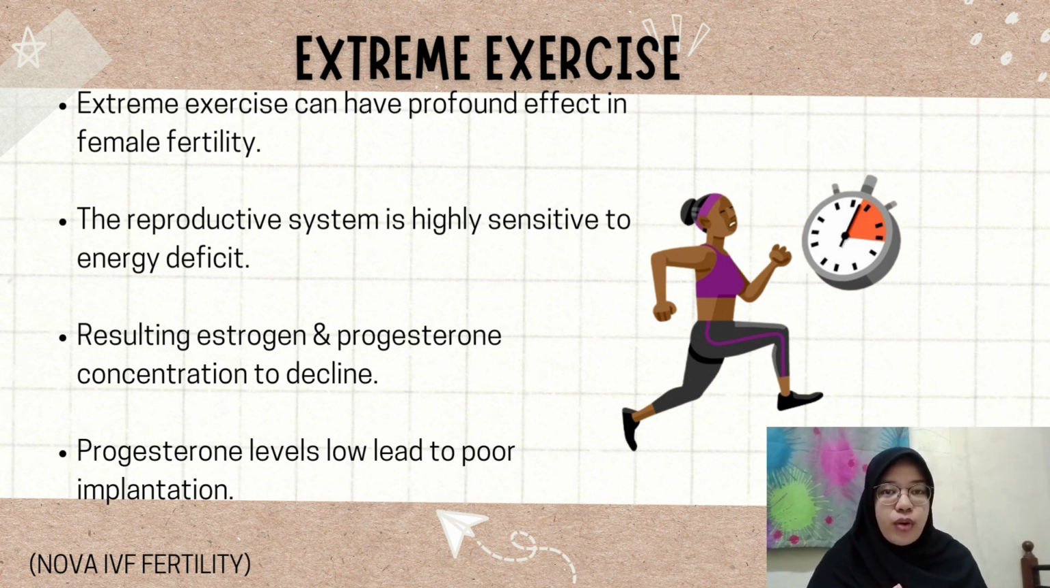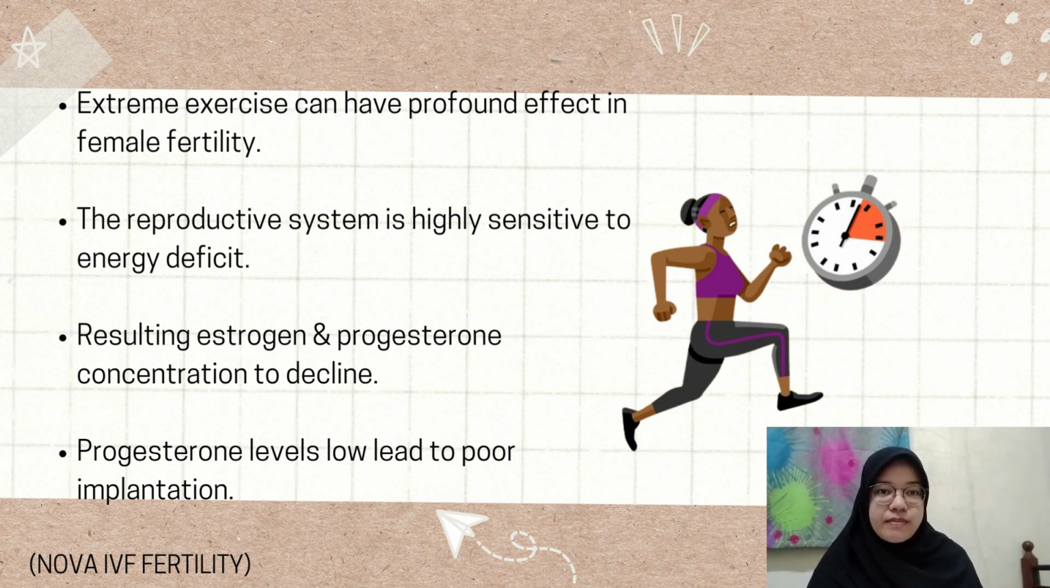Progesterone is required for preparation of the lining of the uterus for implantation and for support of pregnancy. When the levels are low, poor implantation may occur. This is why vigorous or extreme exercise can lead to luteal phase defects and may decrease fertility in women even with normal weight.